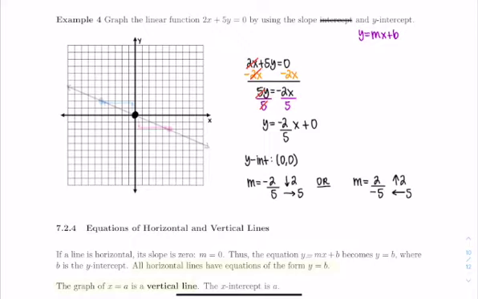And so let's go ahead and plot those points, and I will go both directions just so you can see. We're first going to go down 2 units, and then we're going to go to the right 5. Now let's go in the opposite direction. We're going to go up 2 units, and then we're going to go to the left 5 units.